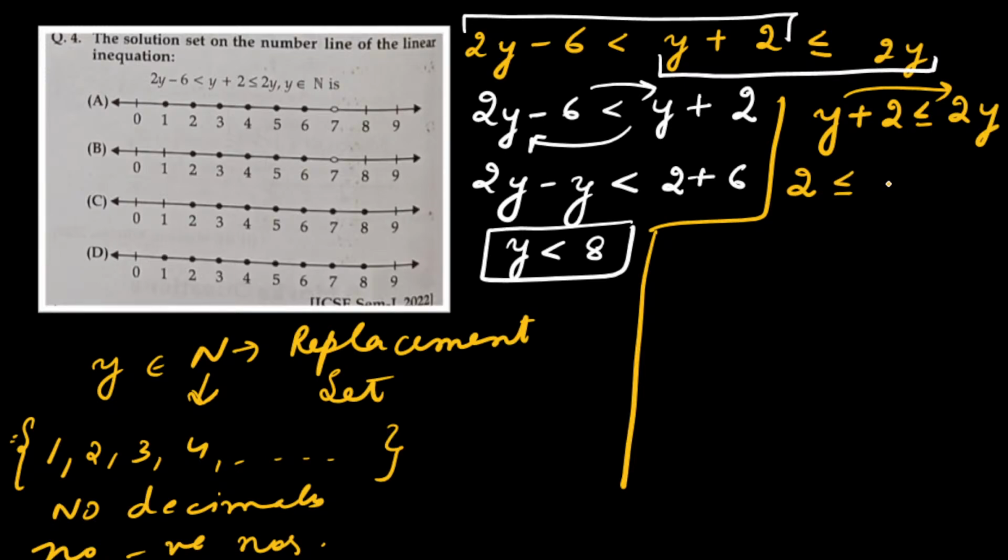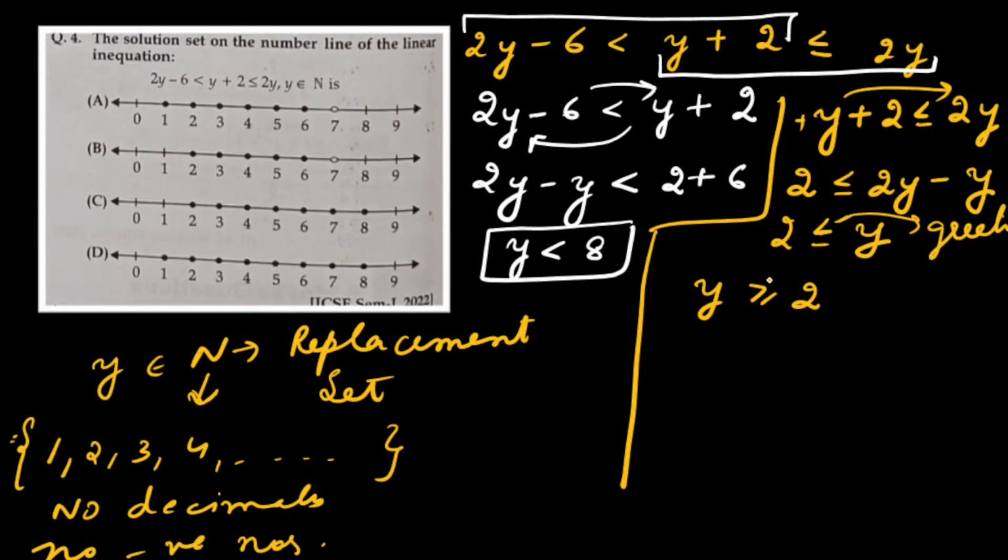2 less than or equal to 2y. This plus y, when I shift to the other side, will change to minus y. So 2 is less than or equal to 2y minus y, which is y, or I can say y is greater than or equal to 2. Because wherever the open mouth of the inequality is, that means greater. Whenever you are pronouncing it, the pronunciation should be in terms of the variable. Here y is less than 8 and y is greater than or equal to 2.